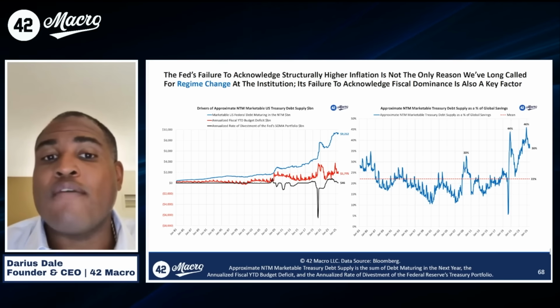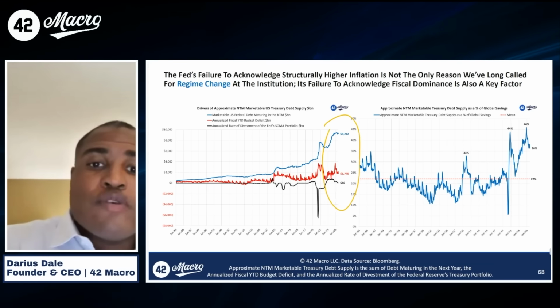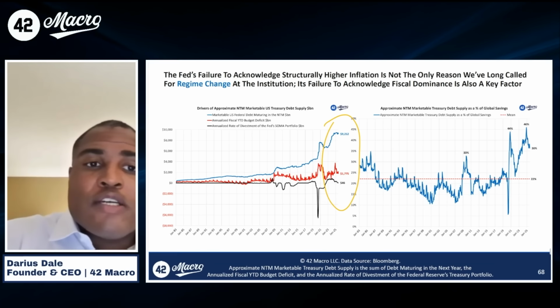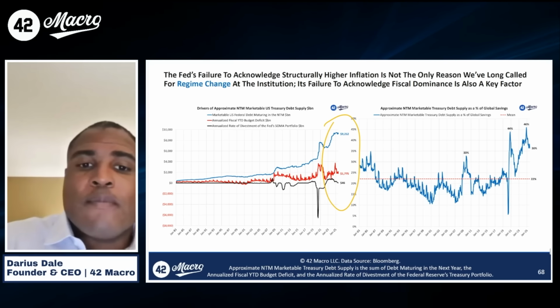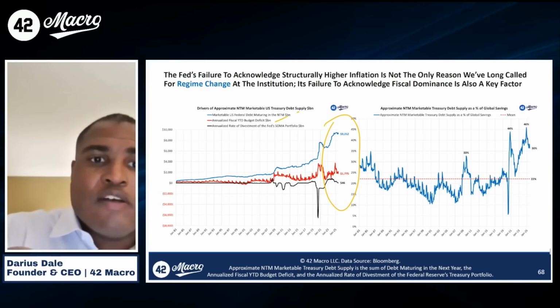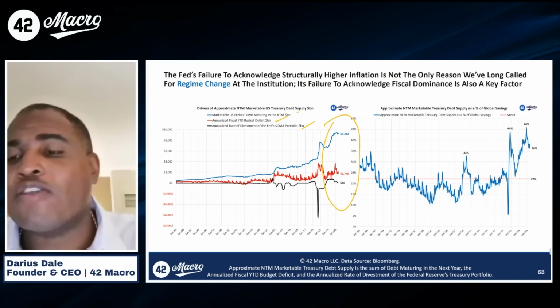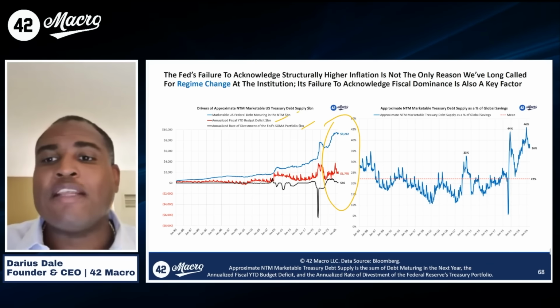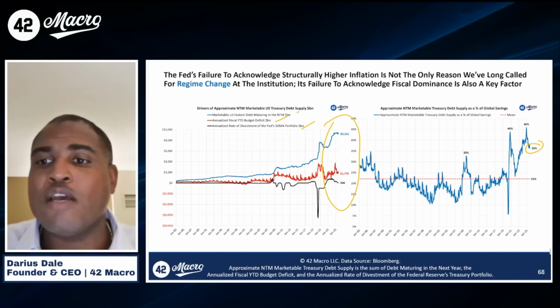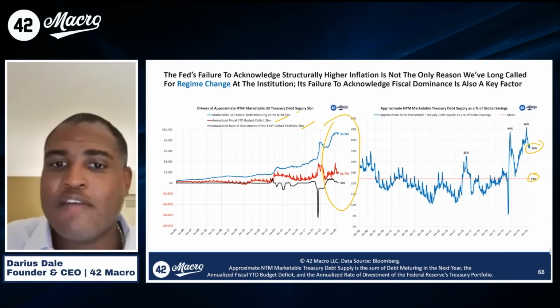So again, the Treasury is issuing $11 trillion, up from $3, $4, $5 trillion, in terms of the marketable Treasury debt maturing, the annualized budget deficit, and the divestment from the Fed SOMA portfolio. It's not about the nominal number. It's about how much global savings you are gobbling up. 36%, not quite double what we used to be, but still significantly higher.